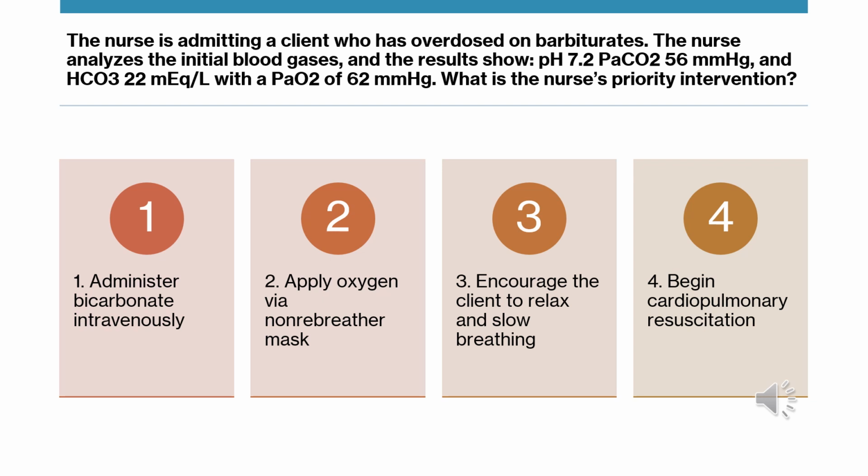Okay, so today's question says, the nurse is admitting a client who has overdosed on barbiturates. The nurse analyzes the initial blood gases and the results show a pH of 7.2, a PaCO2 of 56, and a HCO3 of 22, with a PaO2 of 62. What is the nurse's priority intervention?